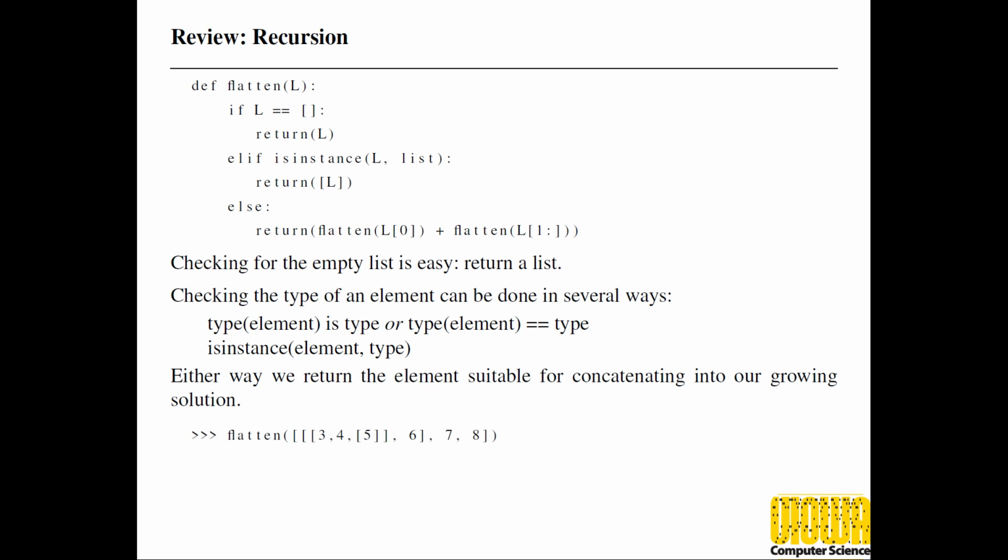So we can see that, in fact, this solution takes a list that is deeply nested and returns the flattened version of the list. Now, I apologize for the isInstance here.